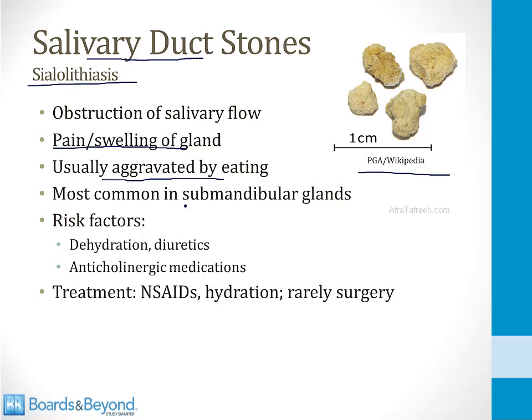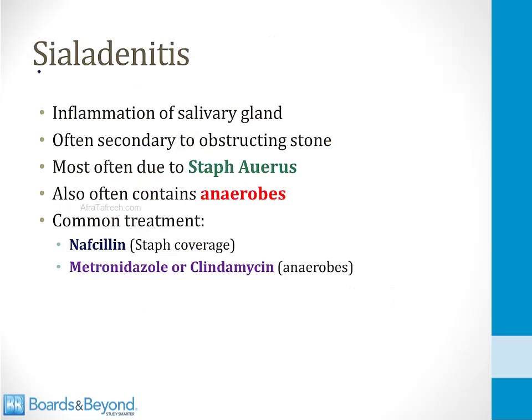It's most common in the submandibular glands, and risk factors are basically anything that decreases the amount of flow through the salivary gland. So if you are dehydrated or on diuretics, these people are more prone to develop salivary duct stones. If you are taking anticholinergic medications, which blunt the flow of saliva, that can also increase your risk. Usually they're treated with NSAIDs and hydration. Rarely they require surgery to remove a large stone.